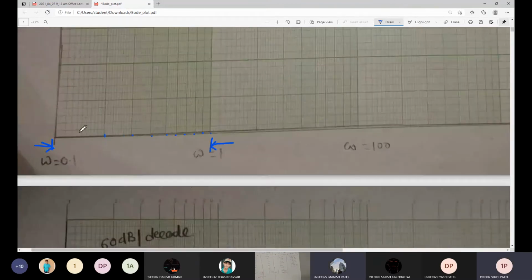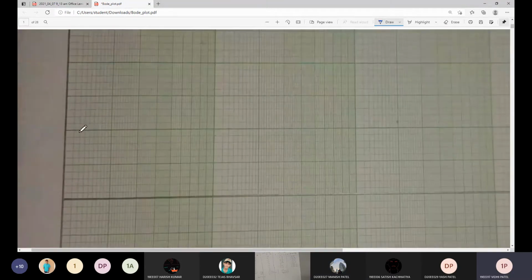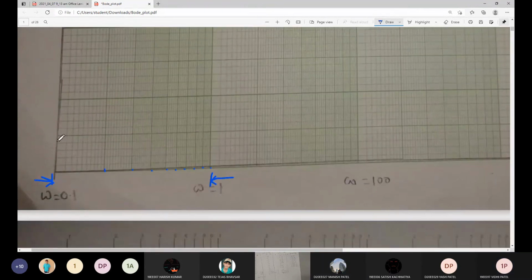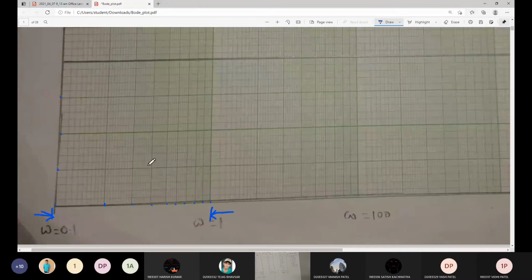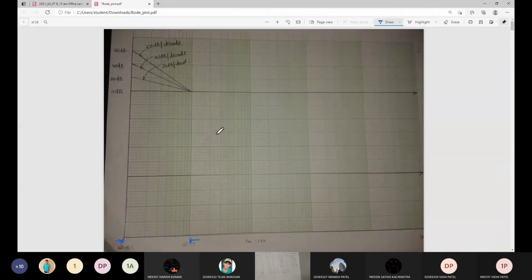Yes, sir. Okay, and if you see the y-axis, there is a uniformity like your ordinary graph. The distances between equal intervals are the same. We are plotting the magnitude plot and phase angle plot on the same graph. On the y axis I will draw the magnitude plot, and the x axis will be omega. Done. Any query?